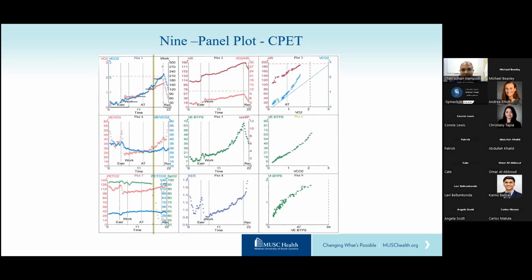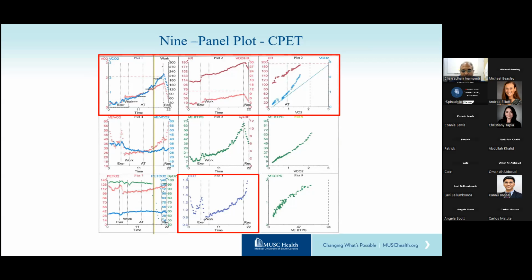This is a classic 9-panel plot that is obtained from the Wasserman textbook. And it's important to understand that this is pretty standardized across all the institutions that perform cardiopulmonary exercise testing. In this, we have plot 1, plot 2, plot 3, and plot 8. They help us to understand the cardiovascular functioning during the exercise. And with regards to plot 4 and plot 7, they will help us to understand the metabolic or the gas exchange factors.